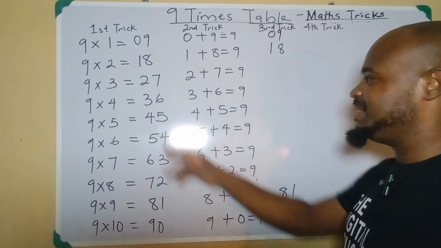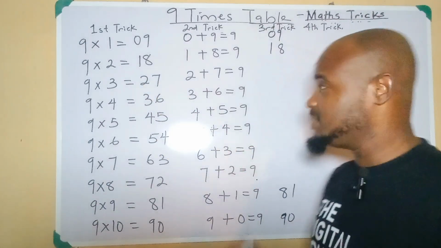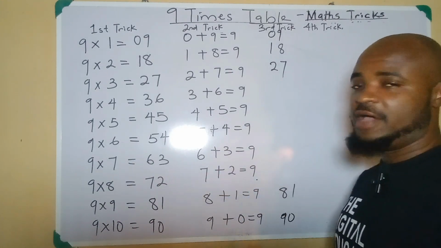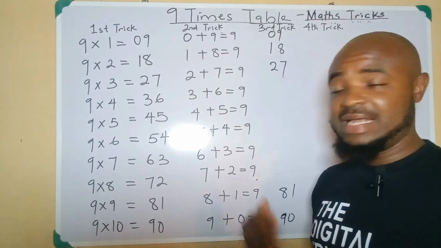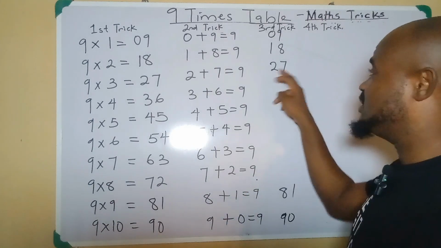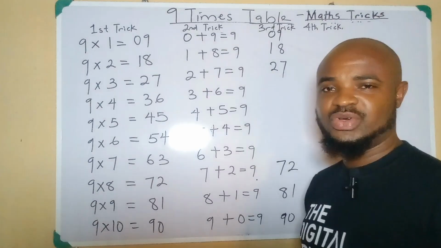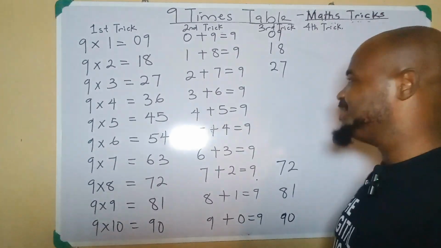Okay, let's do another one again. 9 times 3 is 27. So I will write 2 and 7. And if I come down here, to get the product of 9 and 8, all I have to do is reverse these digits, 2 and 7, to become 7 and 2. Wow.